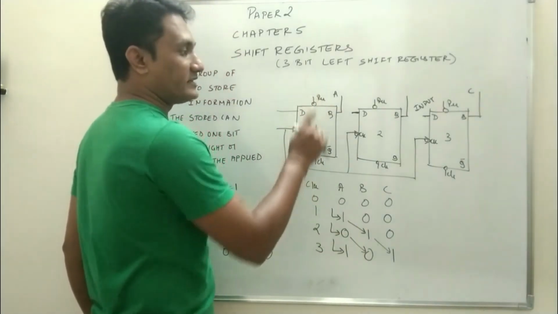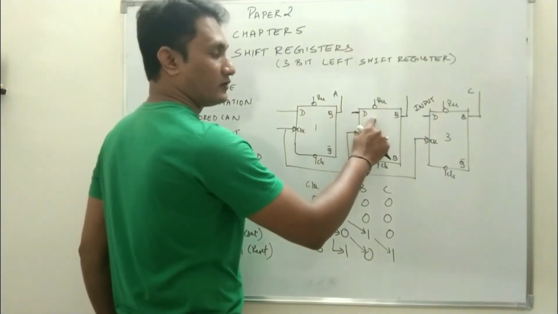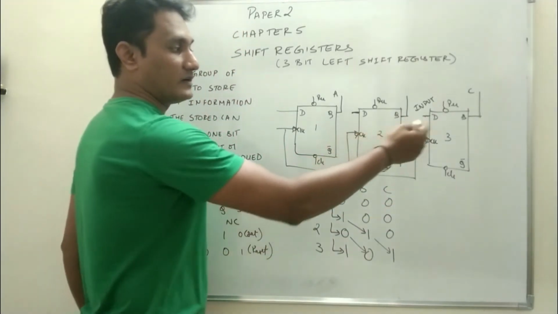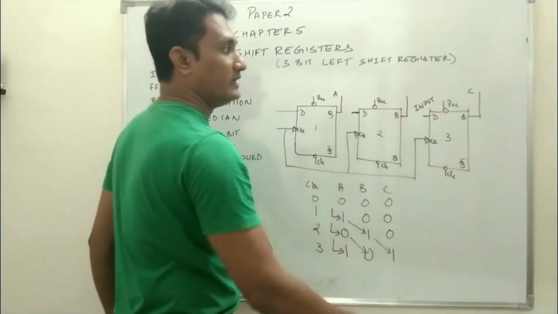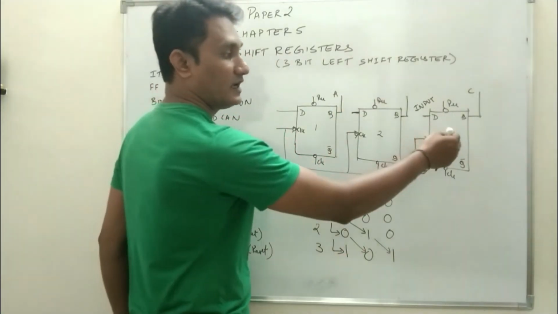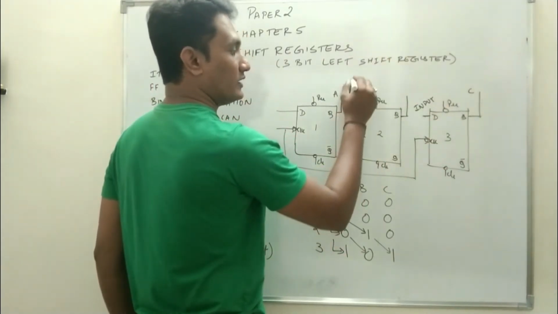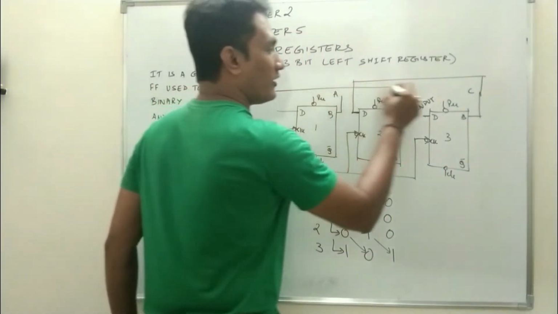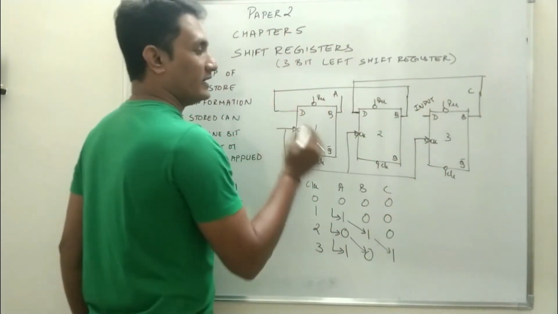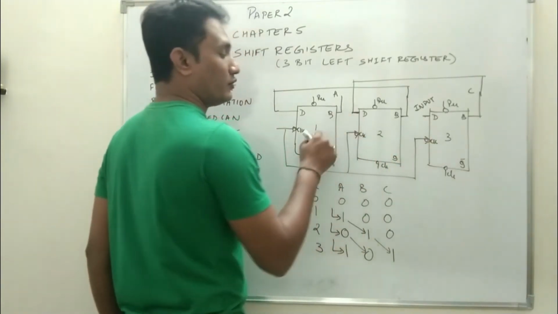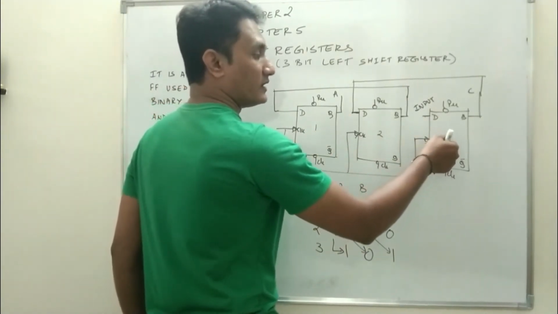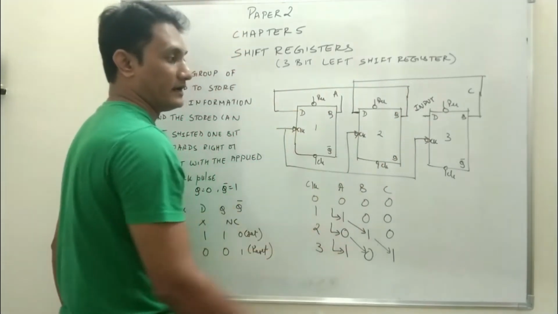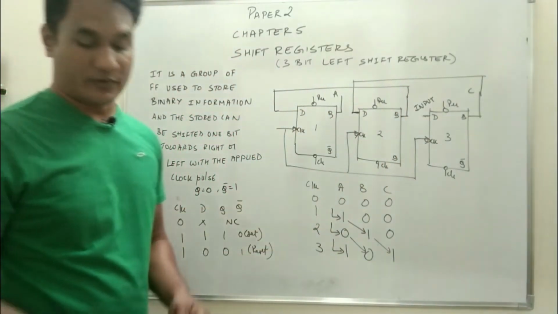In case of right shift register, output of first was connected to the input of second, output of second was connected to input of third, so that data can move from 1 to 2 and 2 to 3. But in case of left shift register, output of 3 will be connected to the input of second. Output of second will be connected to the input of first, so that data from third will go to 2, and from 2 will go to 1. So let us try to understand the operation by understanding the truth table.